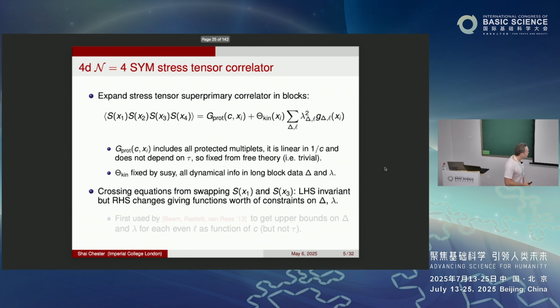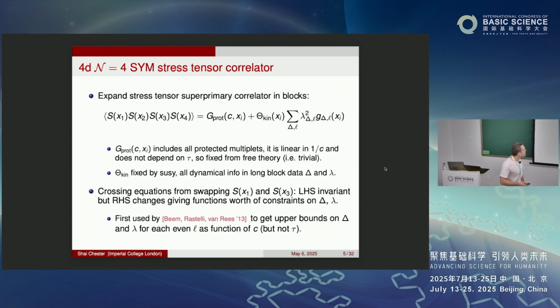So let's discuss the first non-perturbative constraint, which is crossing symmetry. And this follows from the fact that we have a Euclidean CFT, so you can just rearrange the operators on the left-hand side, and the right-hand side should be invariant. But this gives a non-perturbative constraint, because basically these blocks change when you exchange x1, x2, x3, and x4. So this gives a whole function's worth of constraints on the scaling dimensions and OPE coefficients.